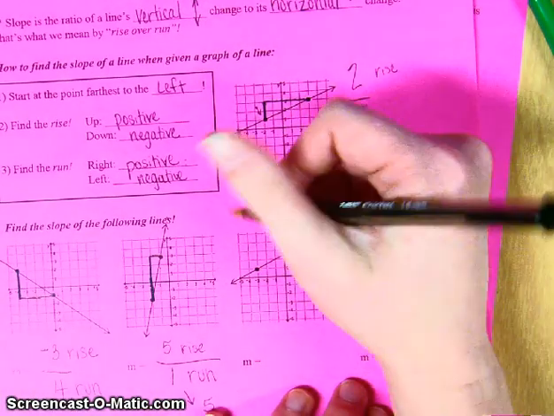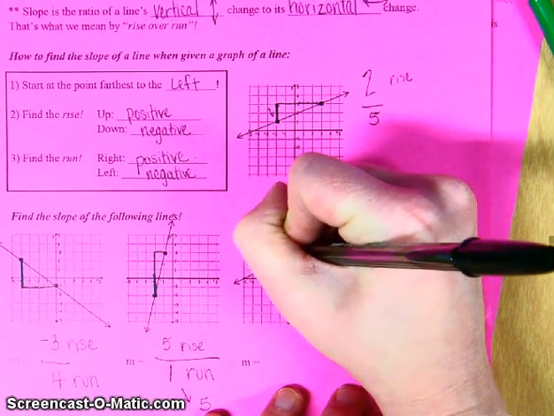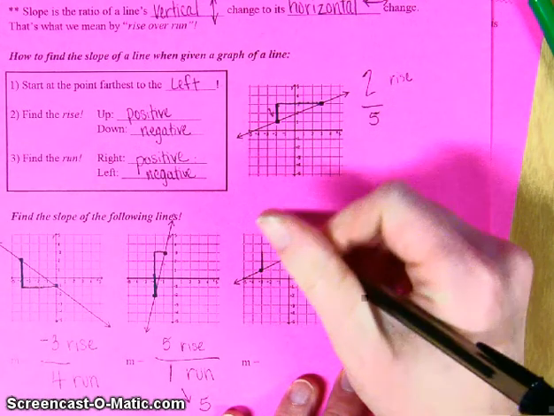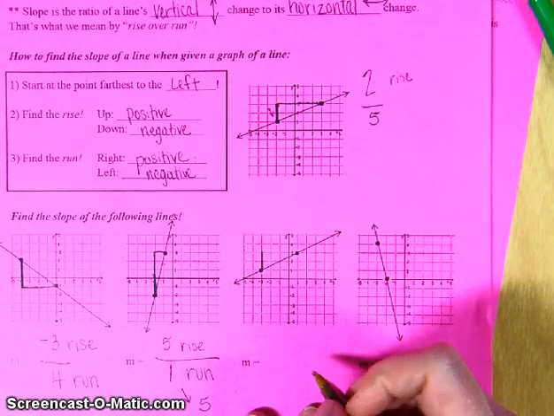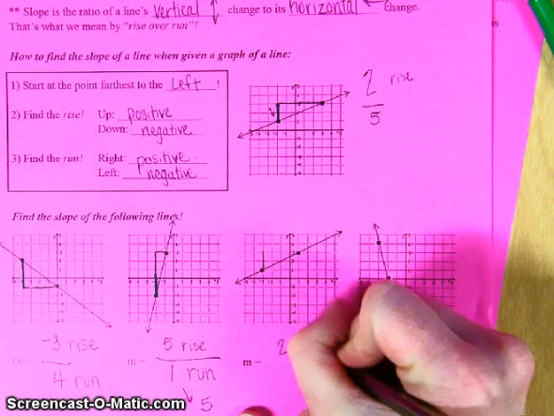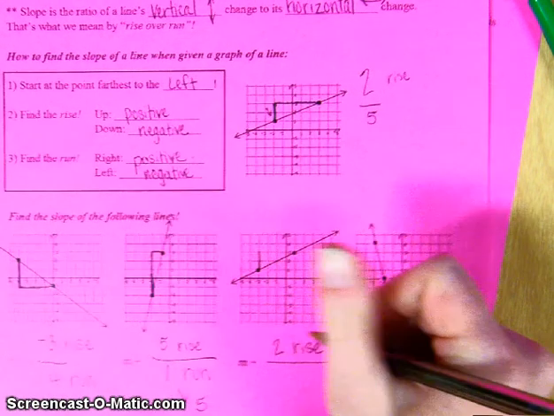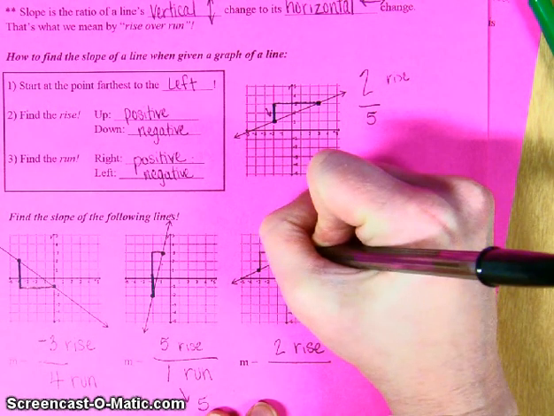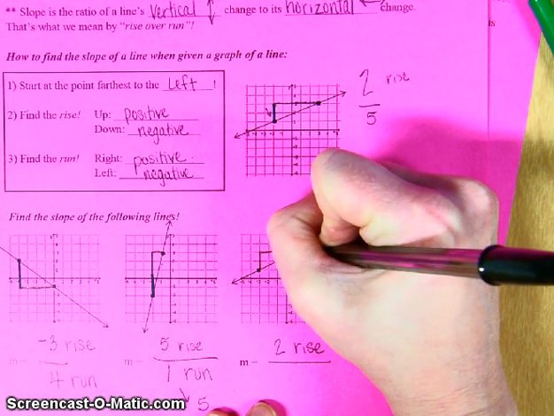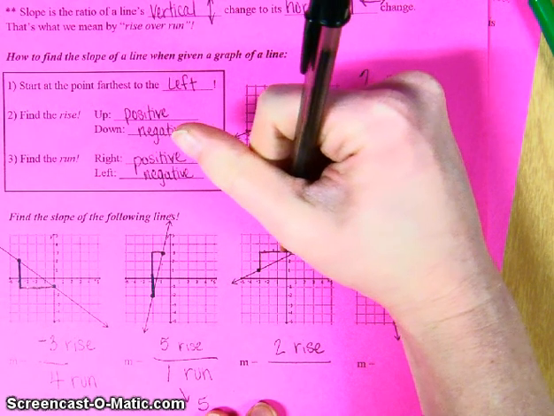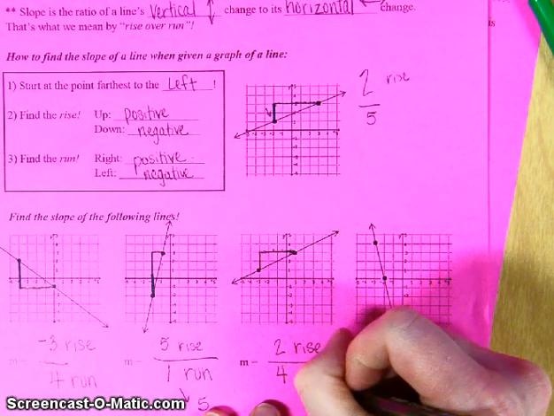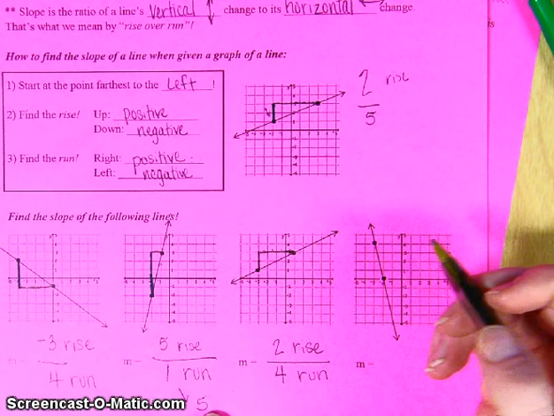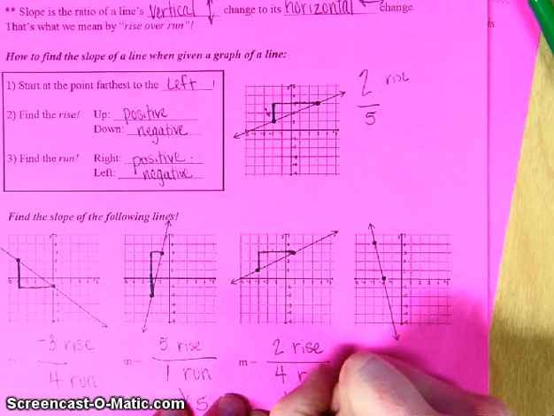Next one. Start at the point on the left, trace the coordinate grid lines up until you're even with the second point. How many spaces did I go up? 2. And it's positive 2 because I increased, I went up. 2 for the rise. Trace the coordinate lines to your next point. 1, 2, 3, 4. It went to the right, so that is positive. Positive 2 over 4.